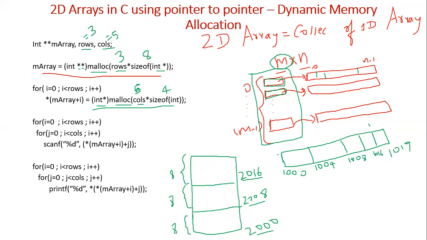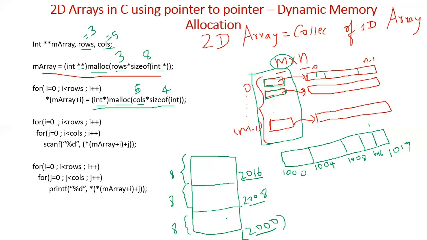This is a one dimensional array, but the starting address you have to store here. Still the starting address is not stored. It should be stored here. So how will you do that? How will you get this starting address? In the location 2000, this should be stored.